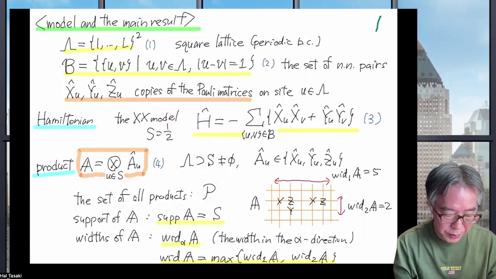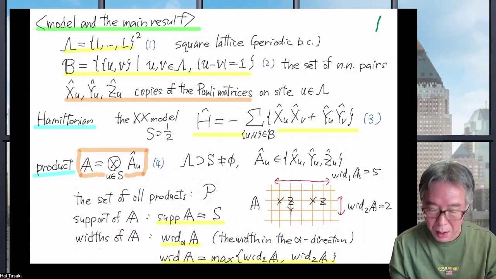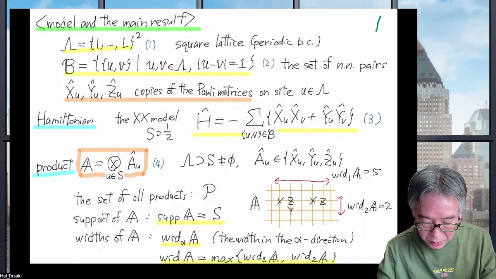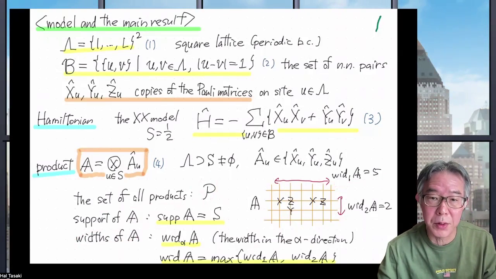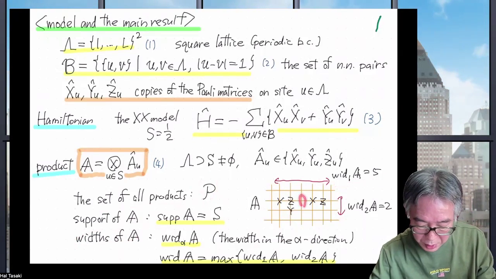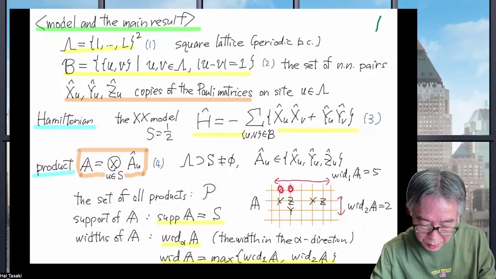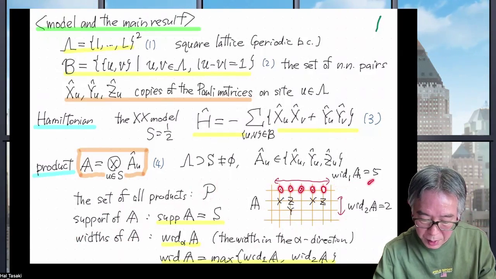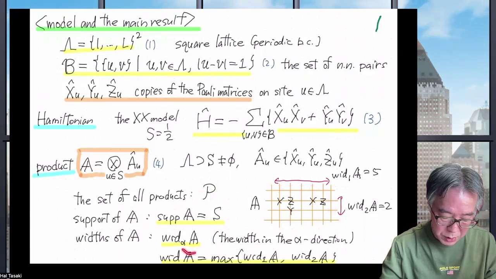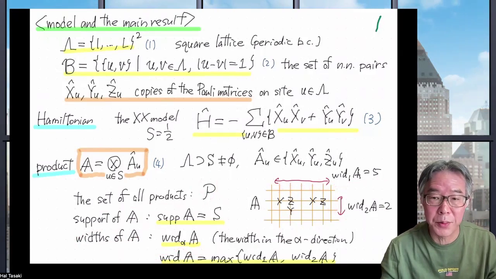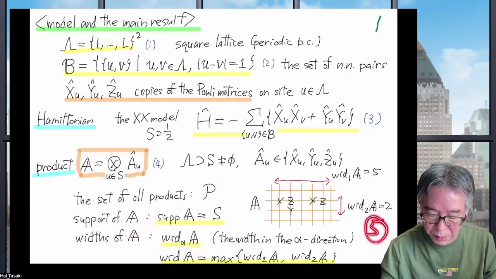And then I also define the width of A by looking at the span of its support. So if you want to define the horizontal width, here's the empty site, but you don't care about this, and you simply count the number of sites in this span, and it's 5. And as for vertical direction, it's 2. And the width of A is the maximum of these two. So in this case, width is 5. Okay.